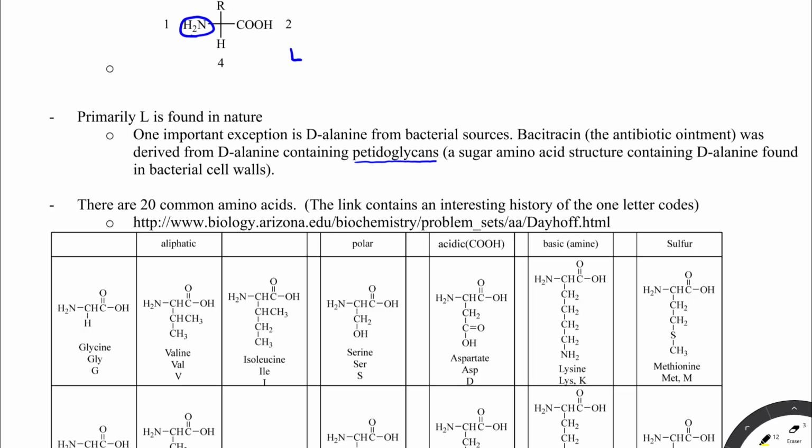Now, bacitracin, if you're familiar with bacitracin, anybody who has children or gets scraped a lot probably is familiar with bacitracin. Bacitracin was actually derived from these peptidoglycans and contains D-alanine in its structure.